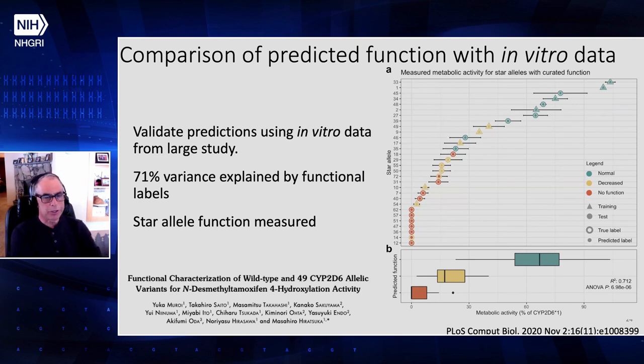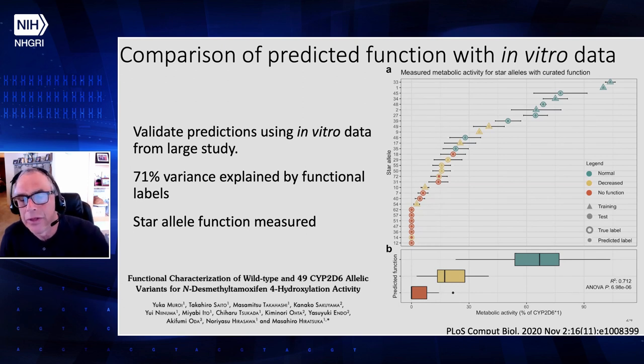We were lucky because a group in Japan, shown in the lower left, published a relatively recent paper of 49 CYP2D6 alleles where they measured the activity. This was not available to us in training. So for us, it was perfectly great validation data. We had never seen these before. What you see on the far right, on the upper right, is the different star alleles that they had measured. That should add up to something like 49, I hope, maybe a little bit less, but it's 49 or so star alleles from this Japanese group.